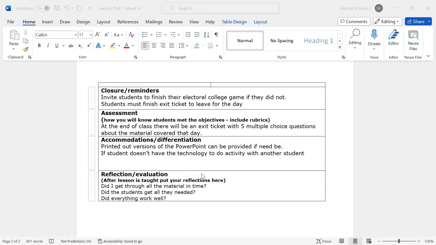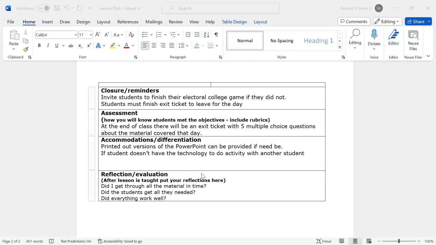So how did it go? Some problems I might have had, like the computer doesn't work, the links don't work, or the PowerPoint. And what can I do better next time? How can I check for understanding? Did the students get all they needed?